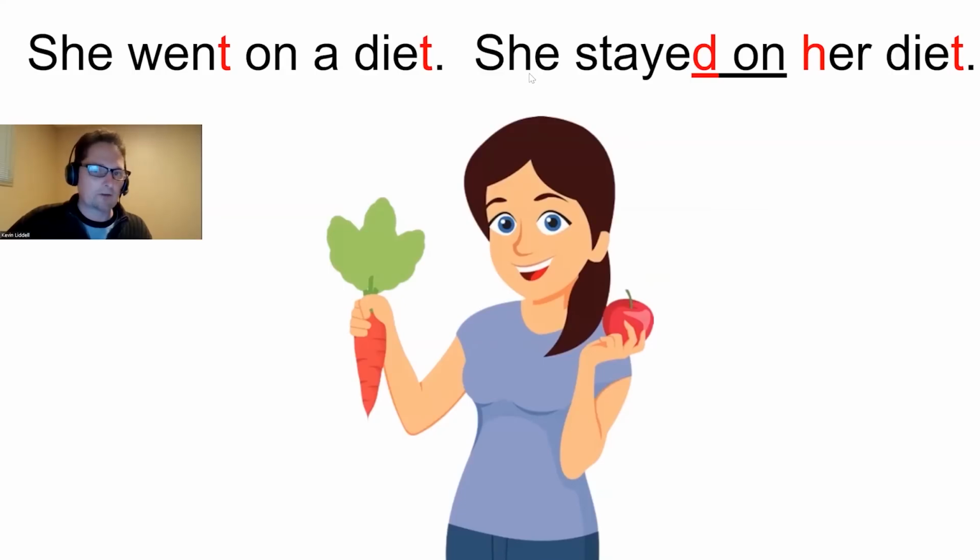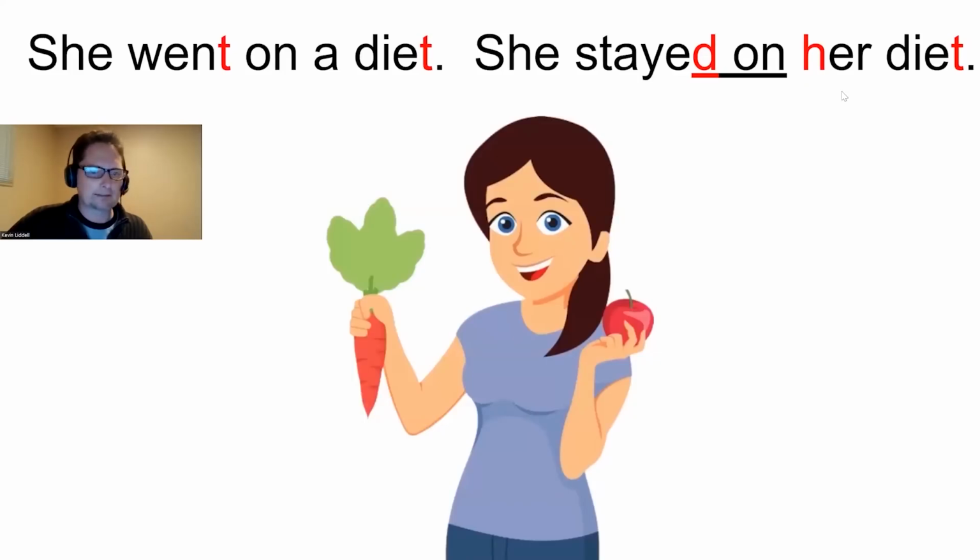And she didn't go off her diet. She stayed on. Link the sounds. "On, on." She stayed on her diet. Again, with "her," the H is silent because the word "her" is not a stressed word. So you hear "er, er, on her diet." She stayed on her diet. She went on a diet. She didn't go off her diet. She stayed on her diet.